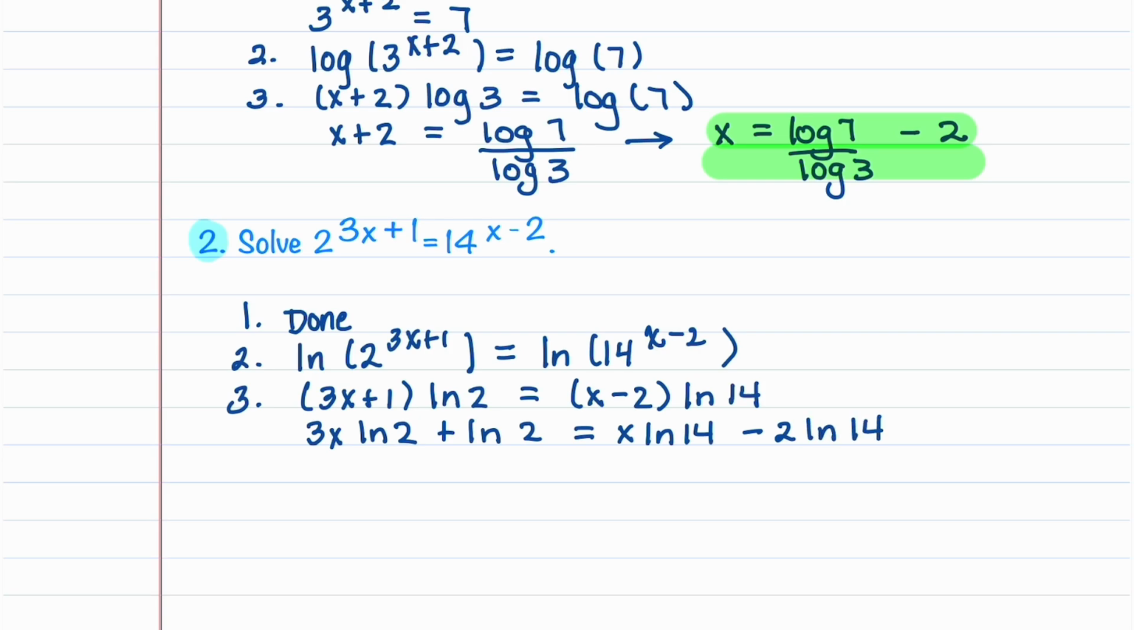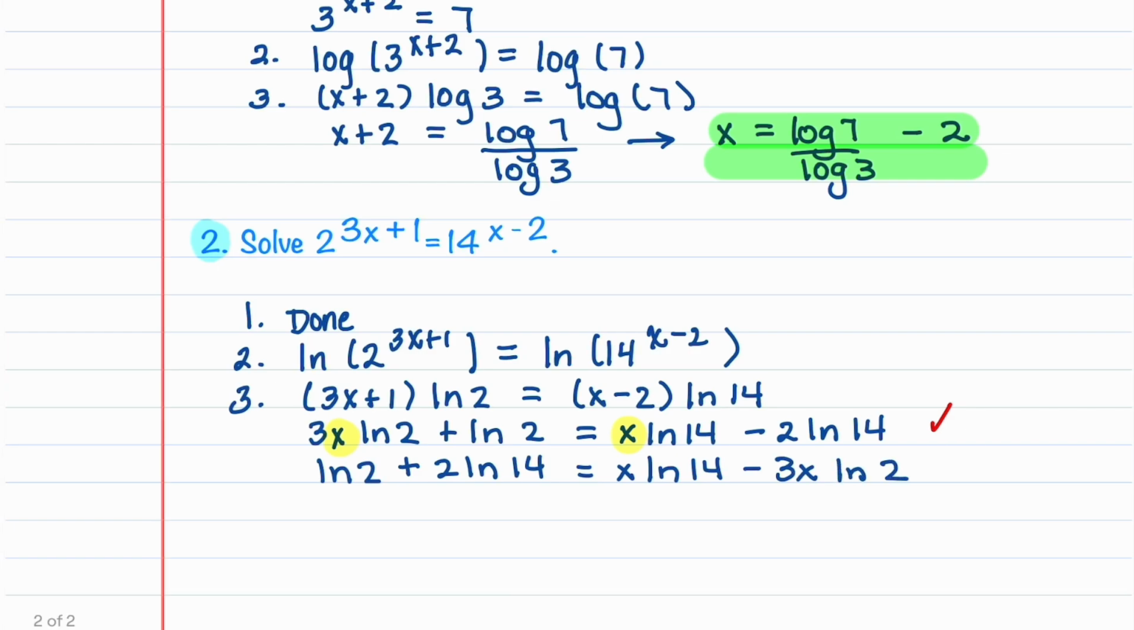I'm going to go ahead and highlight x because that's what we're going to be solving for. We can move our x's to the left or we can move our x's to the right. I'm going to choose to move our x's to the right-hand side so that our constants are positive. On the left, we have ln 2, and then we're going to add 2 ln 14. And then on the right, we have x ln 14 minus 3x ln 2. Hang with me, we're almost done. The left-hand side stays the same. ln 2 plus 2 ln 14.